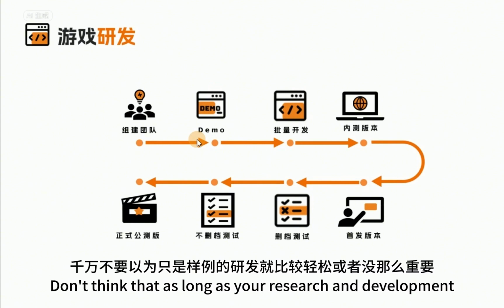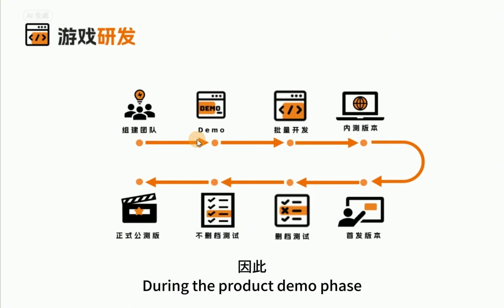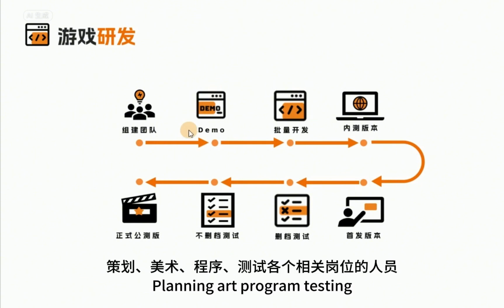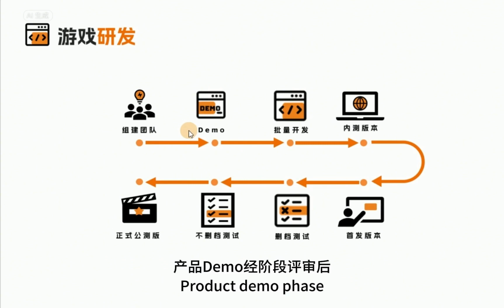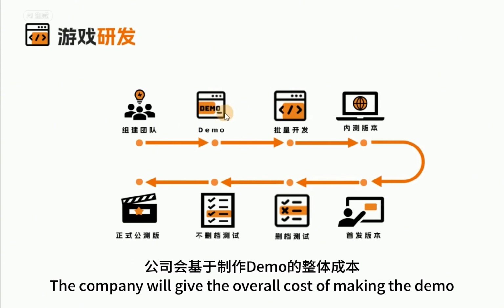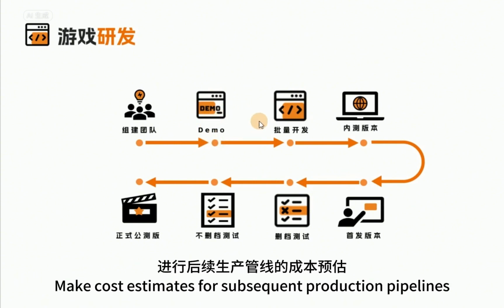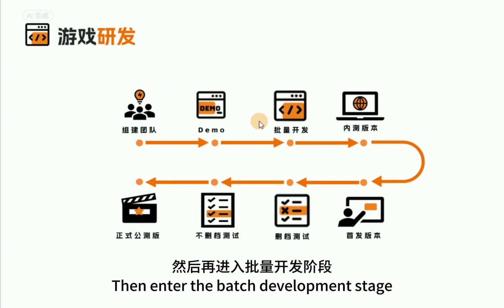Don't think that as long as your research and development is done, you're already fully committed. During the product demo phase, personnel related to each position, such as planning, art, programming and testing, are all involved. After the stage review, the company will give the overall cost of making the demo and make cost estimates for the subsequent production pipeline, then enter the batch development stage.